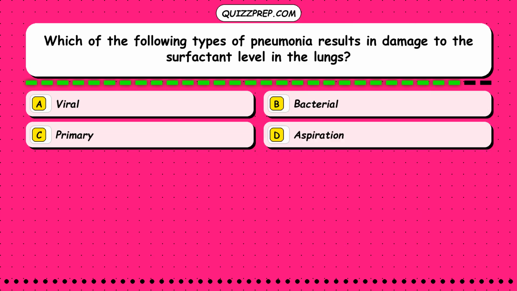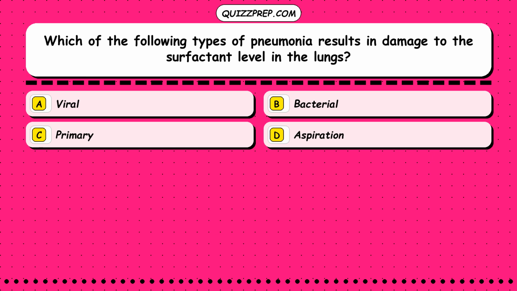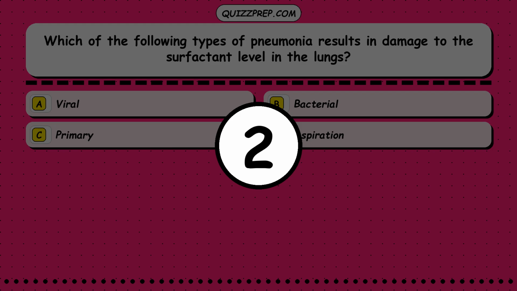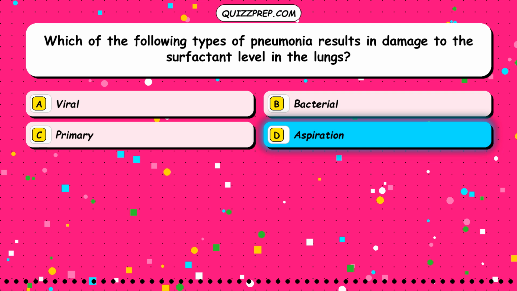Question 116. Which of the following types of pneumonia results in damage to the surfactant level in the lungs? Option A, viral. Option B, bacterial. Option C, primary. Option D, aspiration. The correct answer is option D, aspiration.